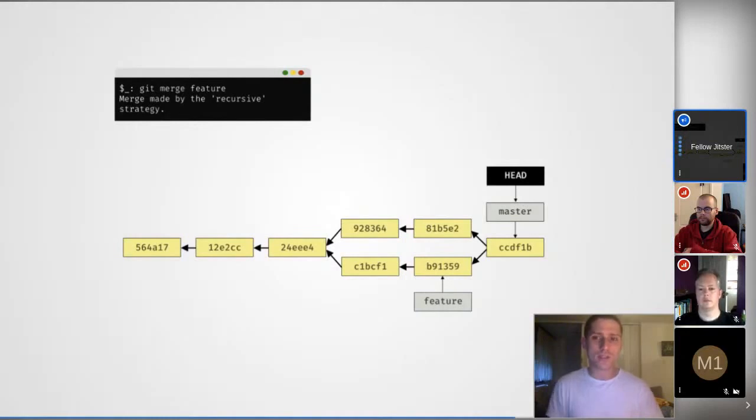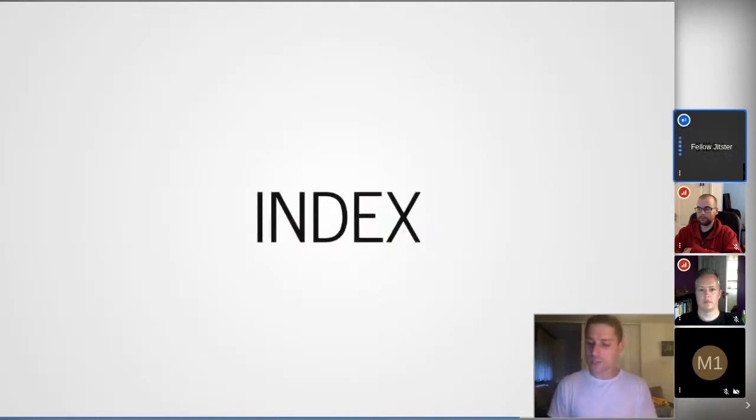And what this means is that now those changes that we did on the feature branch, those 2 commits, are also present on the master branch. So this is what merging is in Git. It's about making commits accessible from the tip of the branch you are merging into. And with this, we can move to the last topic for today, which is the index.